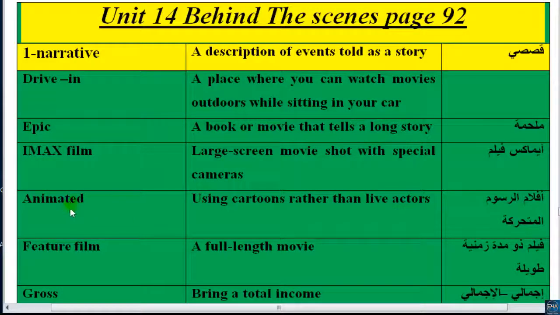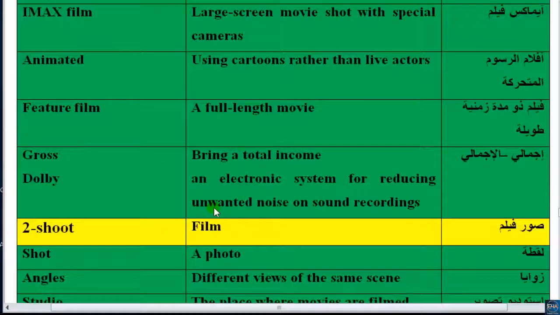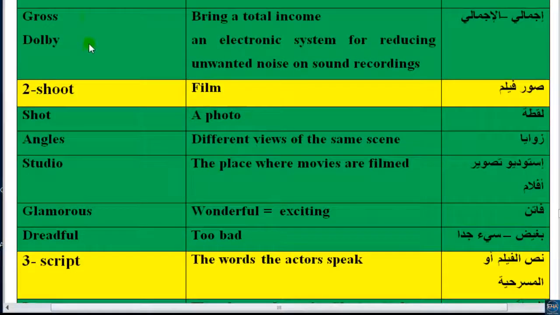Animated: using cartoons rather than live actors. Feature film: a full-length movie. Gross: total income. Dolby: an electronic system for reducing unwanted noise on sound recordings.